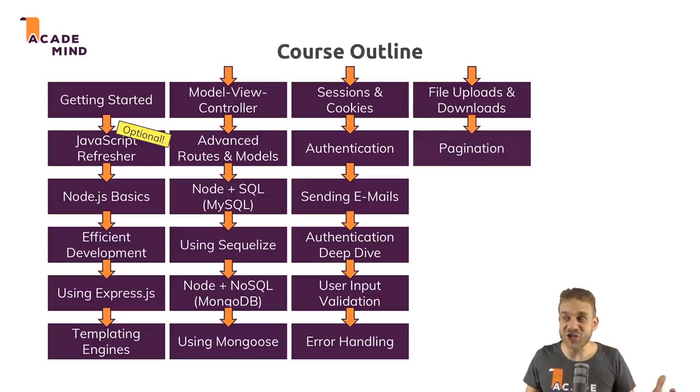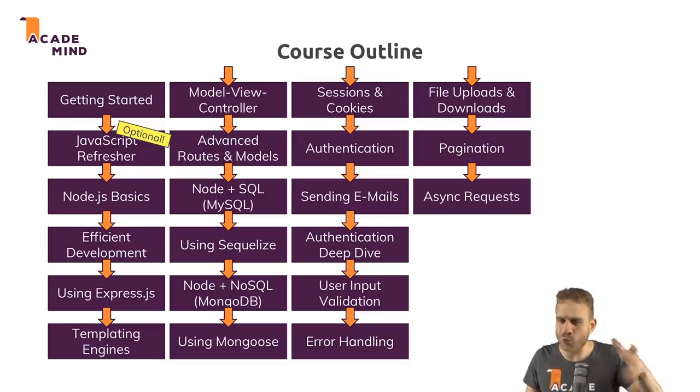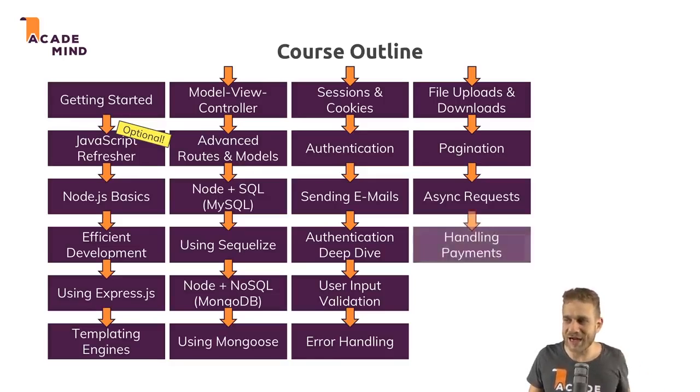We'll then have a look at pagination, so how we can return our data in chunks instead of all the data at once, which is not ideal for your bandwidth. We'll thereafter have a look at async requests, and I'll explain what that is and how we can handle it with Node.js. And we'll then dive into payments. How can we accept payments through a service called Stripe.js?